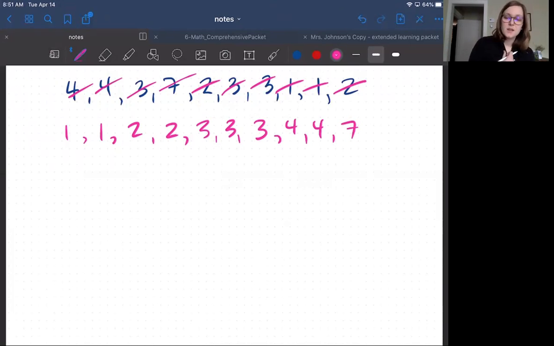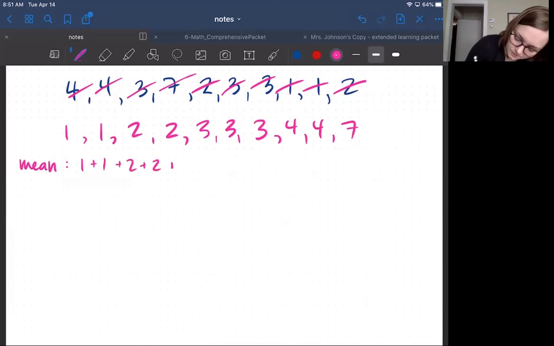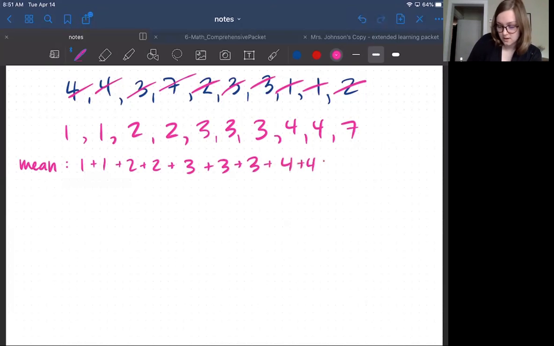Now what we are going to do is find the mean, the median, the mode, and the range. Okay, so let's start with the mean. To find the mean, that average, I'm going to add up all of my numbers, and then I'm going to divide them by how many numbers there actually are. So I have 1 plus 1 plus 2 plus 2 plus 3 plus 3 plus 3 plus 4 plus 4 plus 7. I'm going to add up all of those.